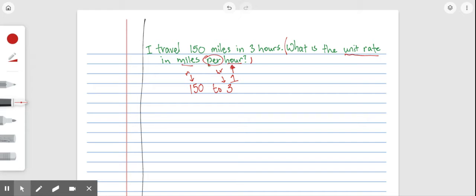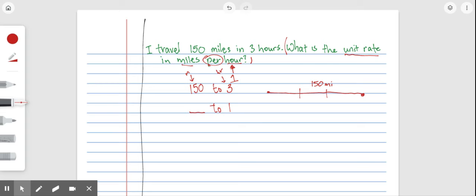So now I want to figure out what my ratio is for every 1 hour. How many miles for every 1 hour? So think about this logically. How would you figure this out? If you travel 150 miles in 3 hours, so here's start point, here's the end point, this is 150 miles, and it took you 3 hours. If you split that up, how much would you travel each hour or per hour?